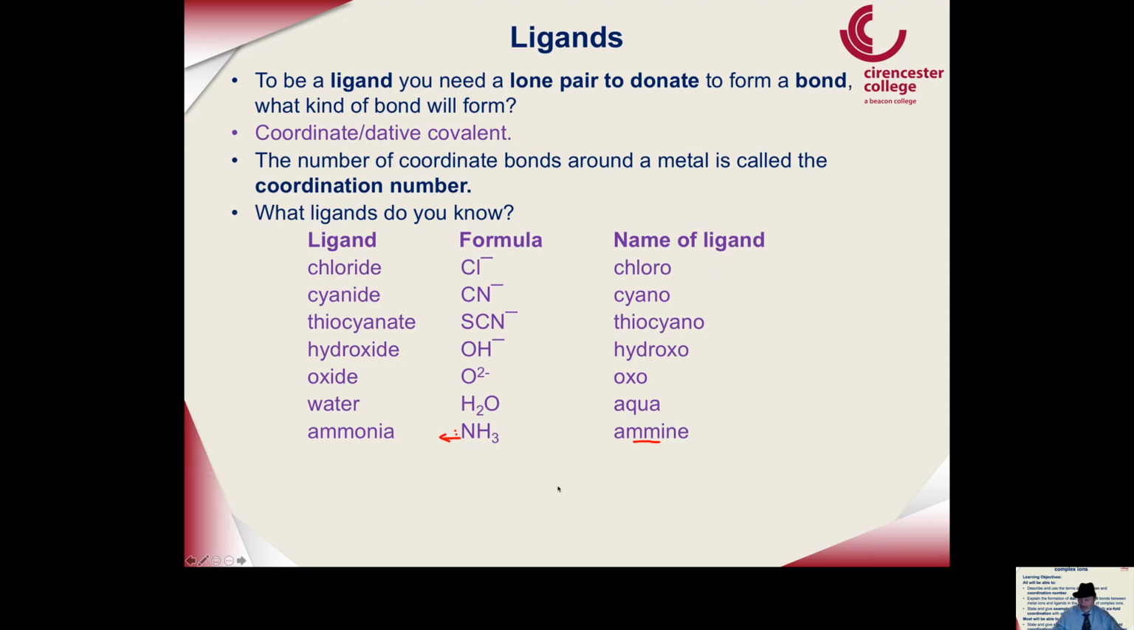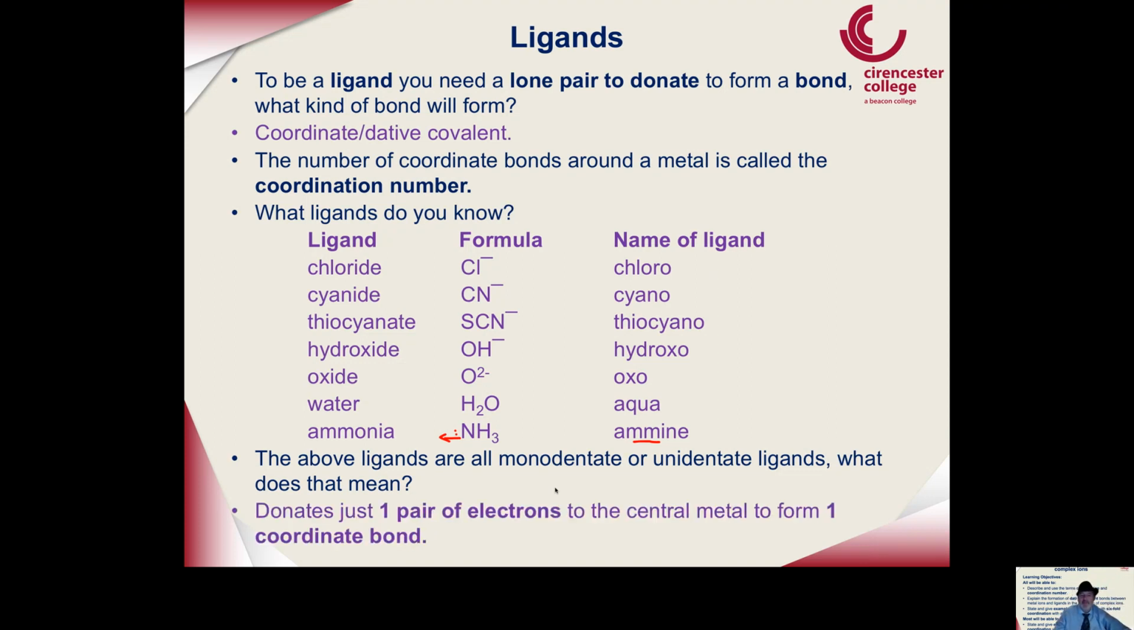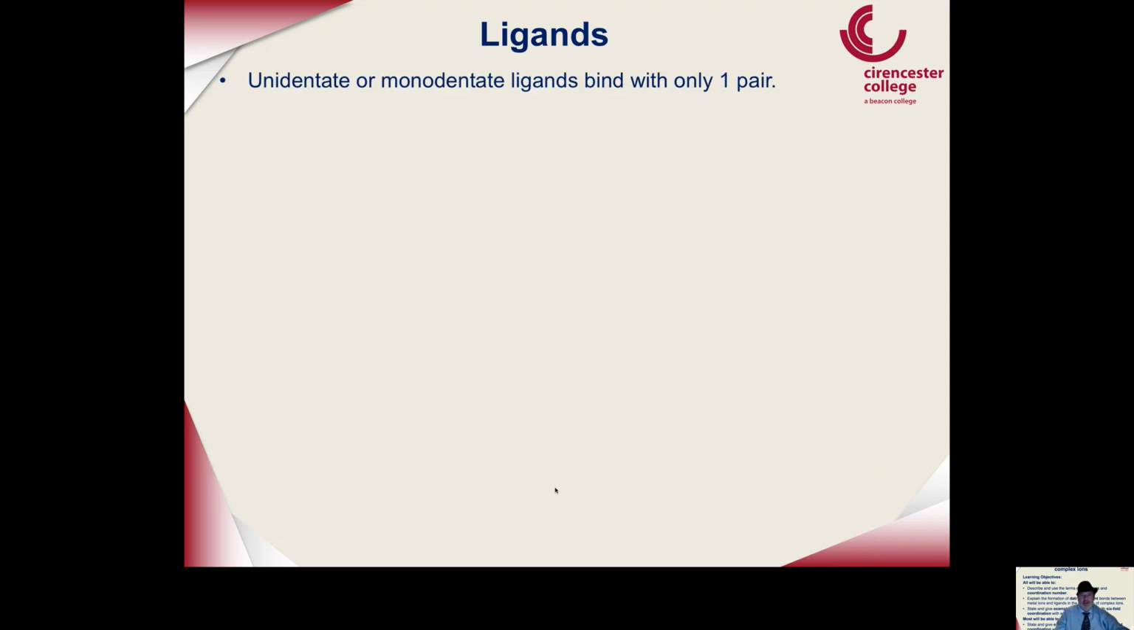Right. Okay. So they're all monodentate or unidentate ligands. What do you reckon that means? Mono, dentate, teeth. So dent comes from teeth. It's like the lone pair from this ligand is going to bite into the metal. So monodentate, it can only make 1 bond. So ammonia, water, oxo, they can only donate 1 pair of electrons to the central metal ion to form a coordinate bond.